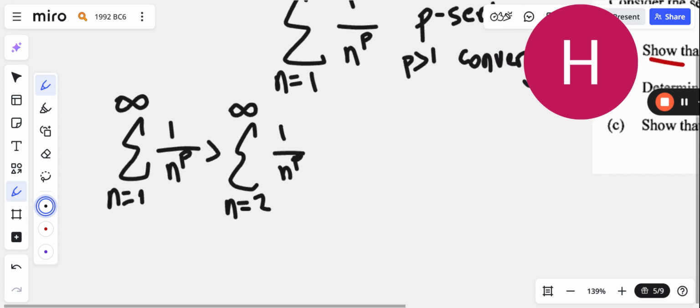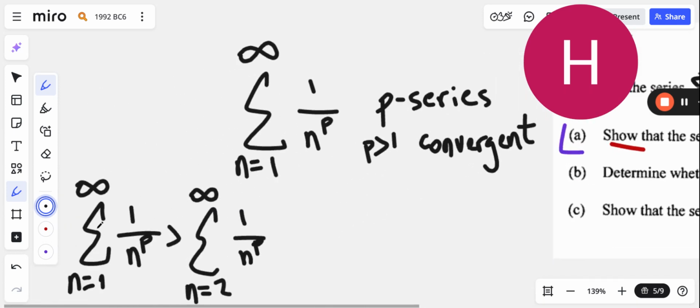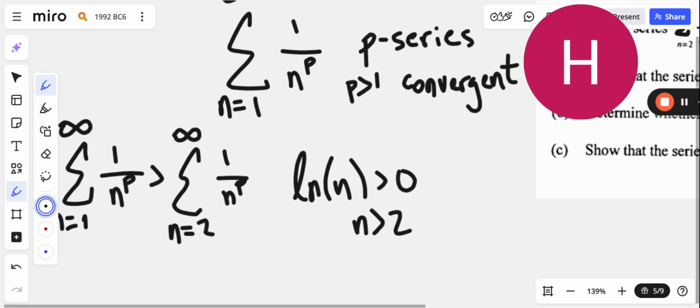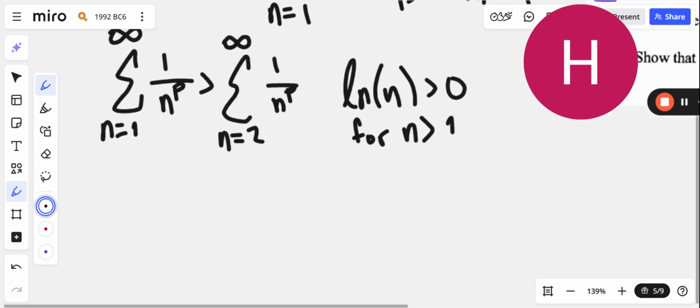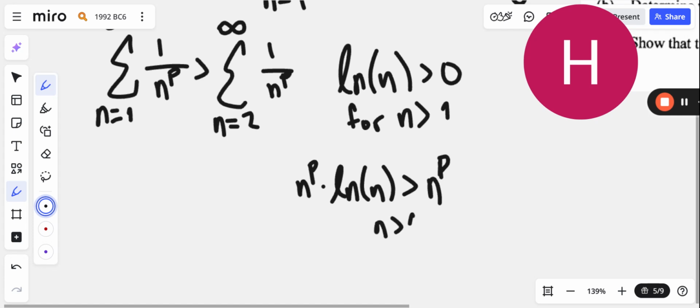But this is also greater than something whenever we're multiplying the denominator, if we're making it larger, that is. So we have to mention that ln of n is always greater than 0 as long as n is greater than 2. Well, technically as long as n is greater than 1. And since n starts at 2, we know that it's greater than 0. Therefore, n to the p times ln of n is greater than n to the p for n greater than 1, sorry.